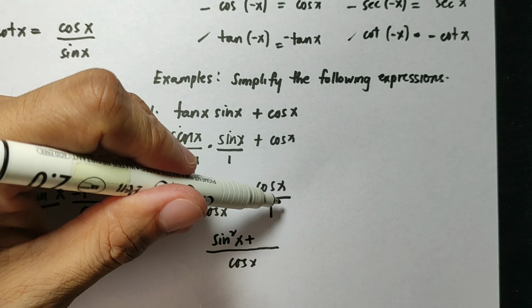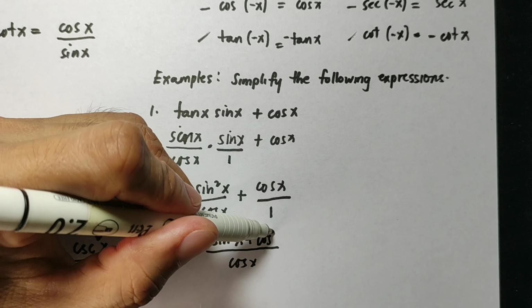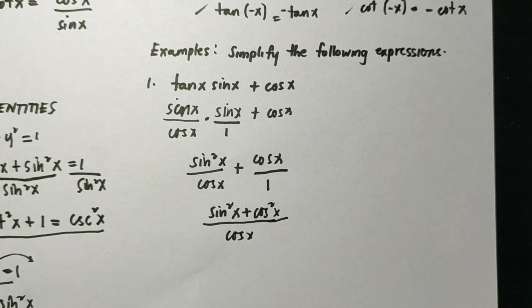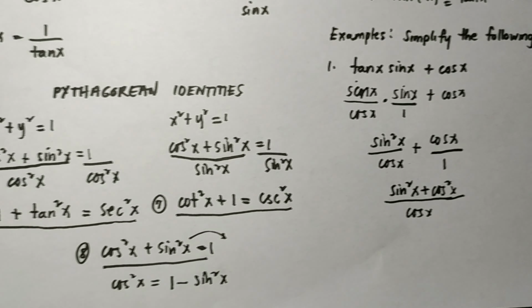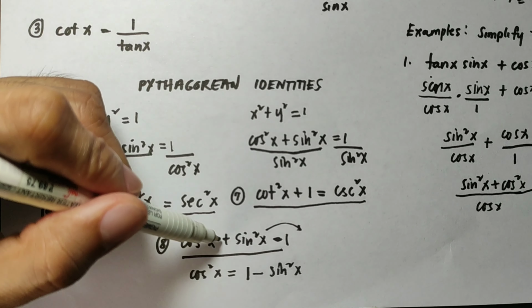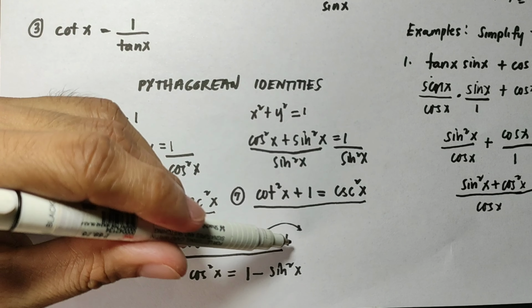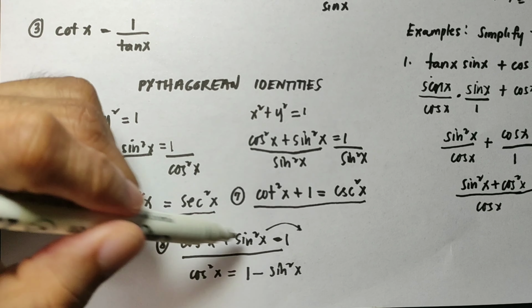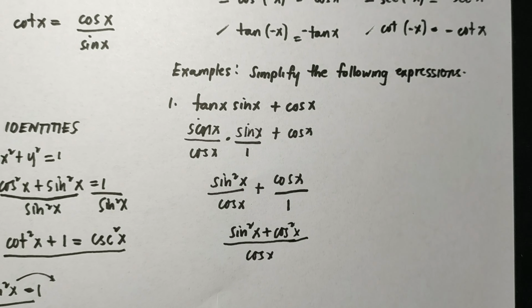Then cosine x times another cosine x will be cosine squared x. Using the Pythagorean identities, you can see that cosine squared x plus sine squared x equals 1, and that is also sine squared x plus cosine squared x equals 1.